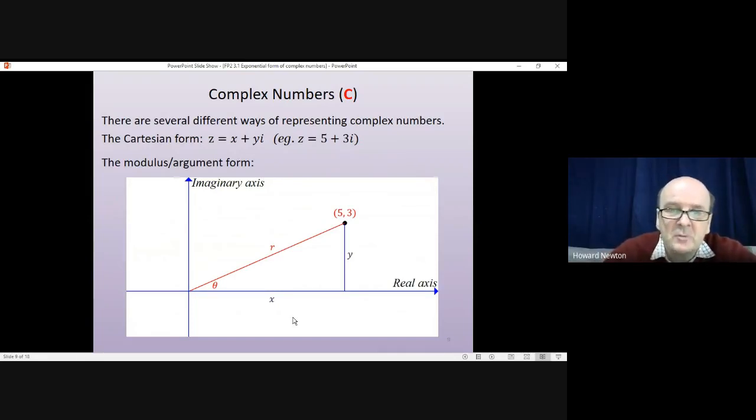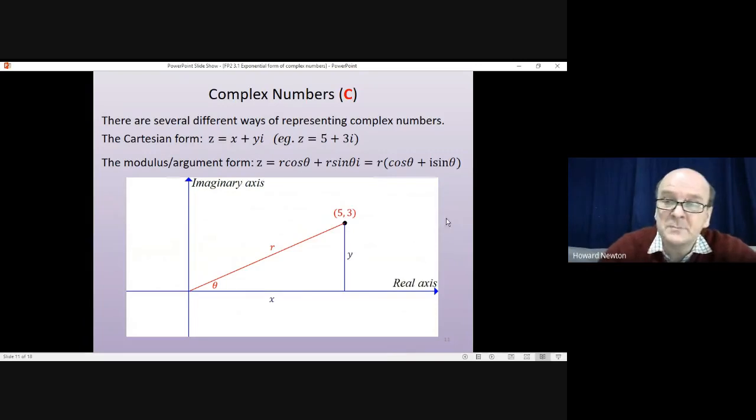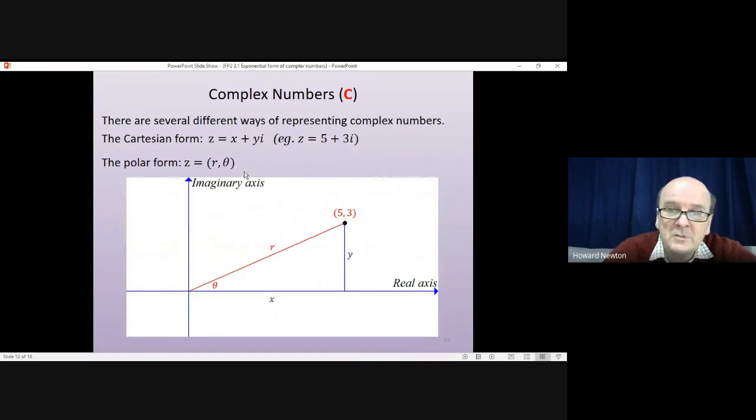And there is a relationship between r, theta, x, and y, and you can get it just by using basic trigonometry. x will be equal to r cos theta, and y will be equal to r sin theta, just using the right angle triangle we have there. And substituting those values into the Cartesian form gives us what is called the modulus argument form of a complex number. That is frequently written with the r taken outside the brackets and cos theta plus i sin theta inside the brackets. And sometimes it's abbreviated even more to what is called the polar form of a complex number, where you just write the argument and the modulus inside the brackets, (r, theta).